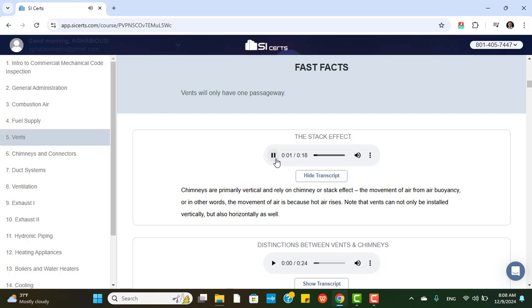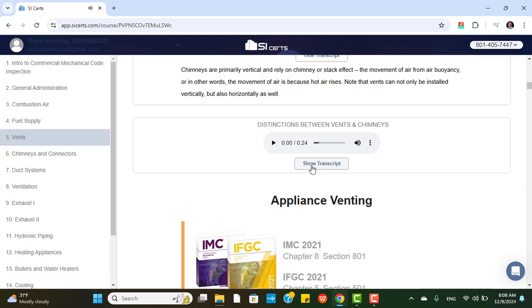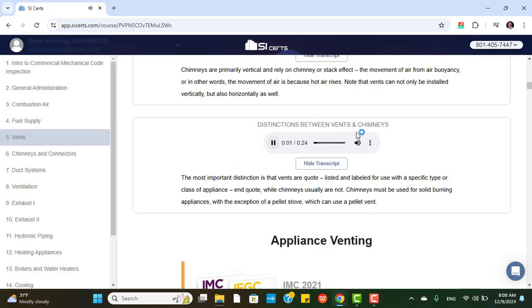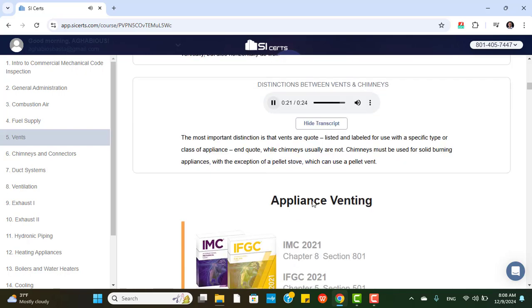The stack effect. Chimneys are primarily vertical and rely on the chimney or stack effect, the movement of air from buoyancy, or in other words, the movement of air is because hot air rises. Note that vents can be installed not only vertically, but horizontally as well. Distinctions between vents and chimneys. The most important distinction is that vents are, quote, listed and labeled for use with a specific type or class of appliance, end quote, while chimneys usually are not. Chimneys must be used for solid-fuel burning appliances, with the exception of a pellet stove, which can use a pellet vent.